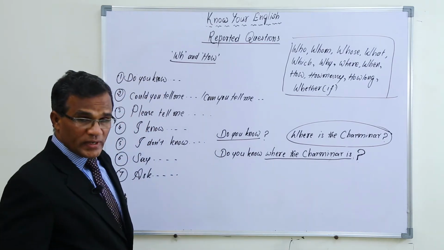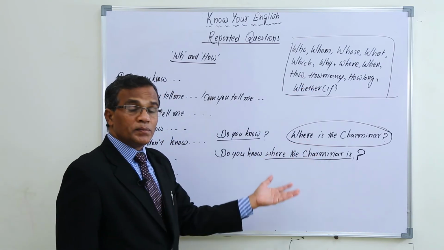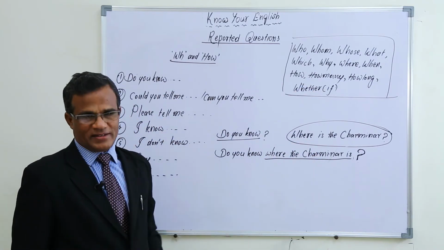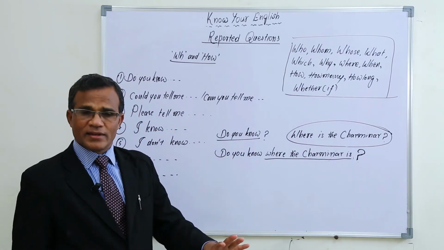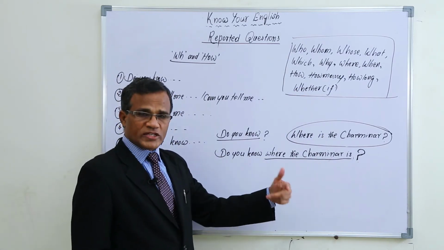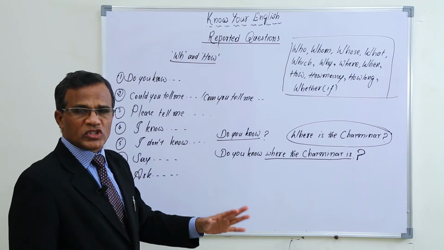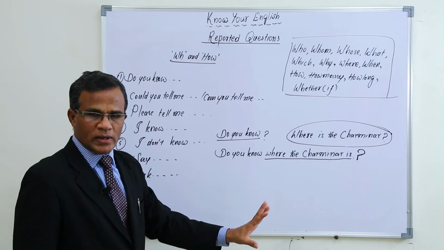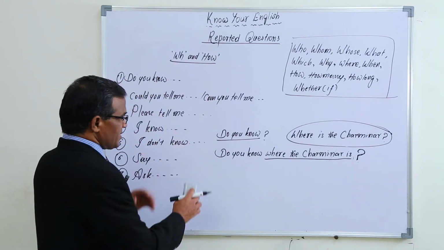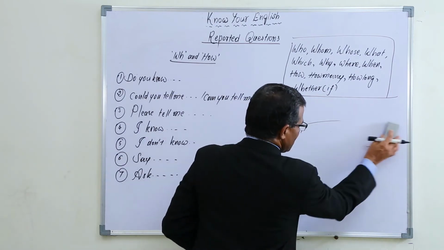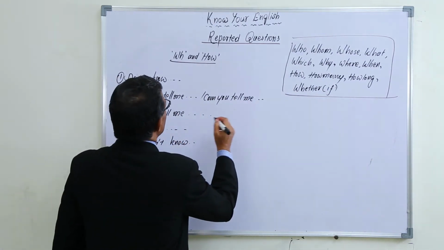So by this what we can understand, the WH and how type of questions should be changed as statements. When we are making them as reported questions, we have to change the order of subject and verb. Now let us give some more examples. Right. Now let me give some examples.